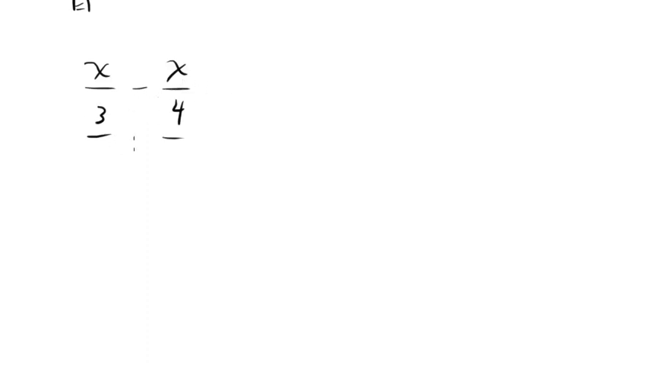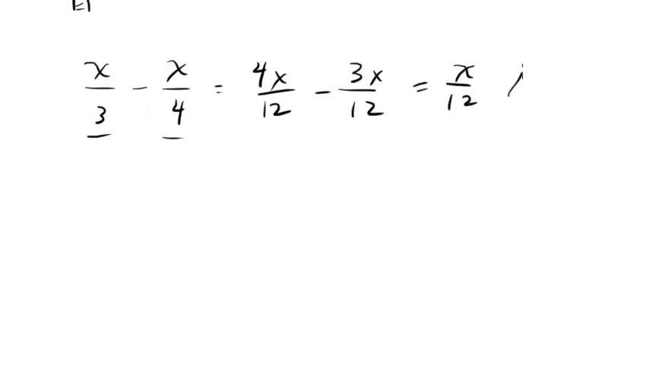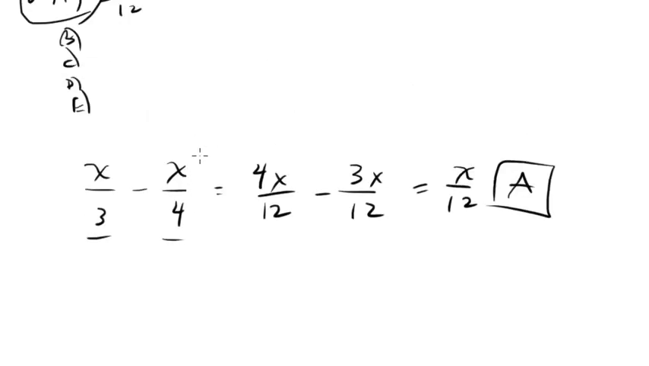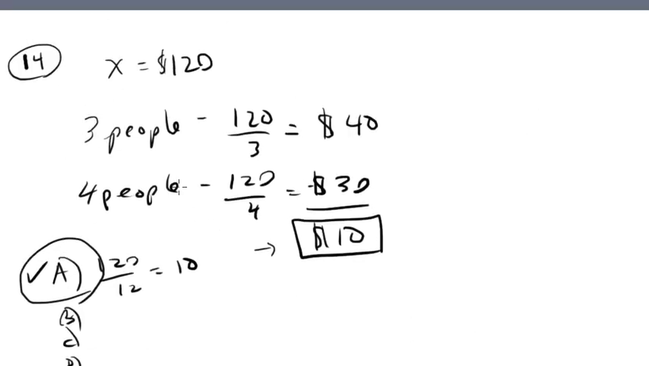So I can't subtract these without getting a least common denominator. So 12 is good. So that'll be 4x minus 3x over 12, which is just x over 12, which is just A. So as you can see, this is a little bit rougher in some ways. I like the plug-in method much better. You don't have to, but if you pick easy numbers, you can see it just runs through so quick and so easy.